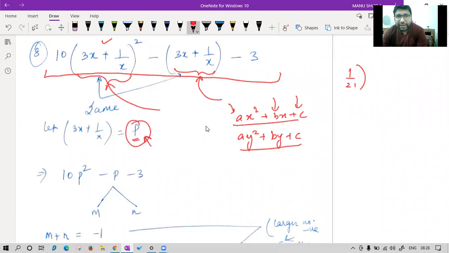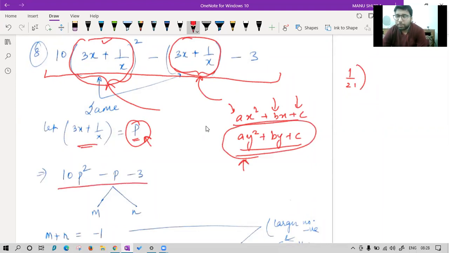Now, the idea was that 3x plus 1 by x is the same thing at this place and this place. So why can't I write the question in a simpler way? That's why I assumed it as p and got 10p square minus p minus 3. And now you can easily compare it with, suppose, a y square plus by plus c, because x is already there, so I should compare with something else. Now we have got a as what?